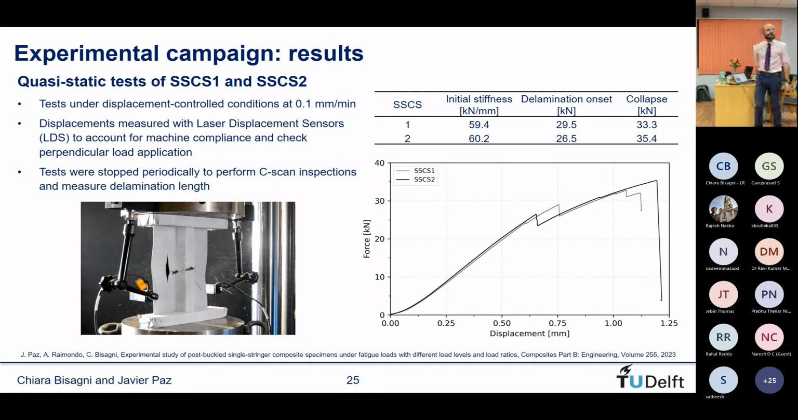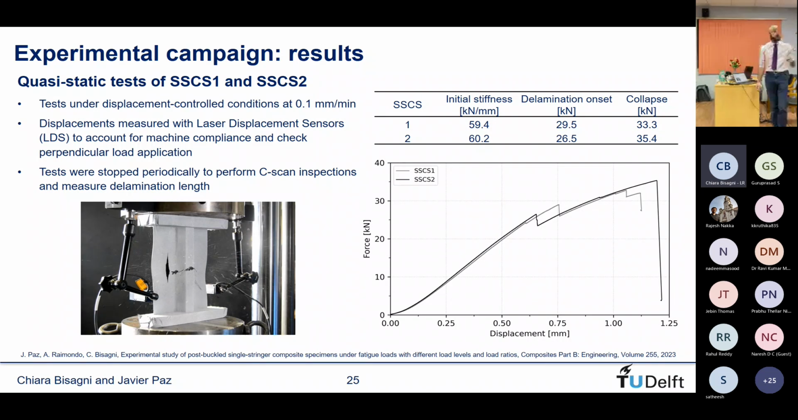Now, tests. The tests were done at a displacement control, 0.1 millimeters per minute. We didn't want the test to be too short because then it's not quasi-static, but we didn't want it to last 2 hours. So we were targeting around 15 minutes of testing, which was more or less that.